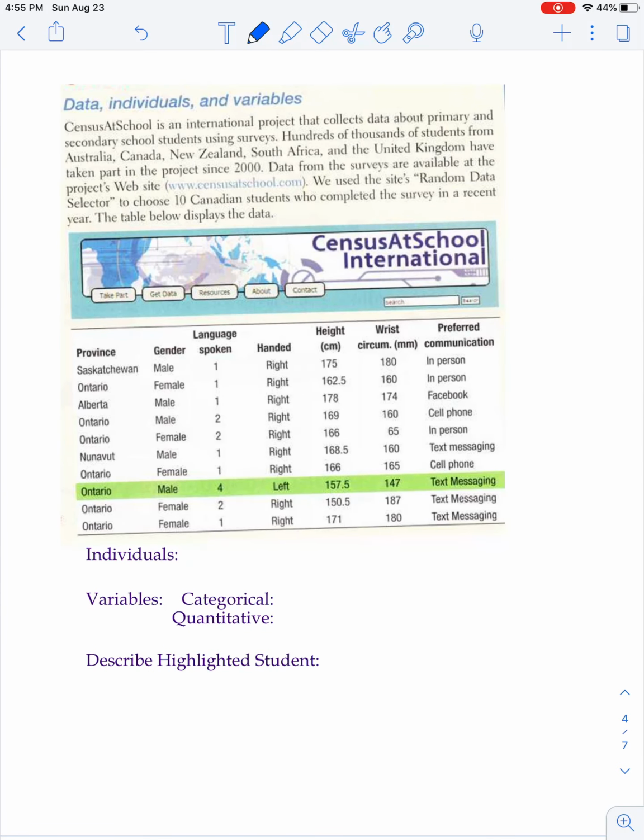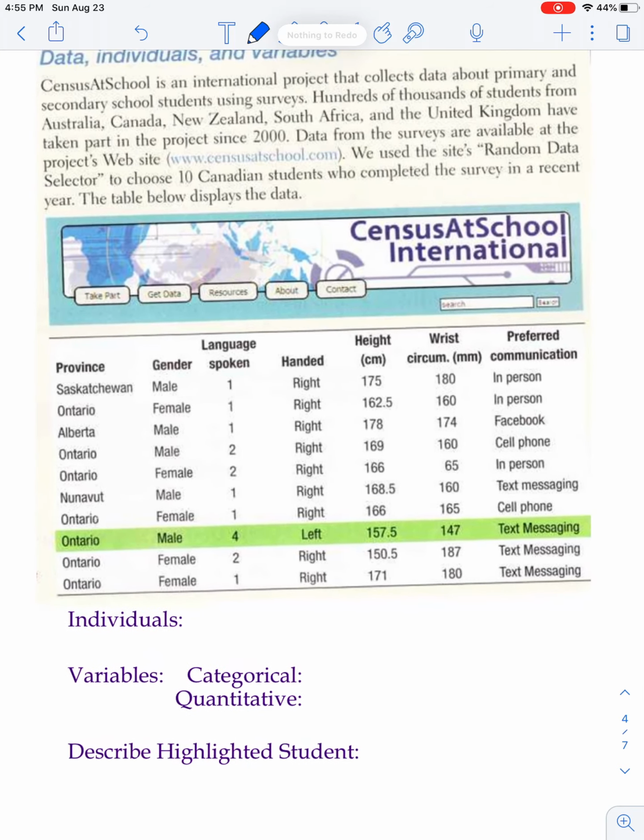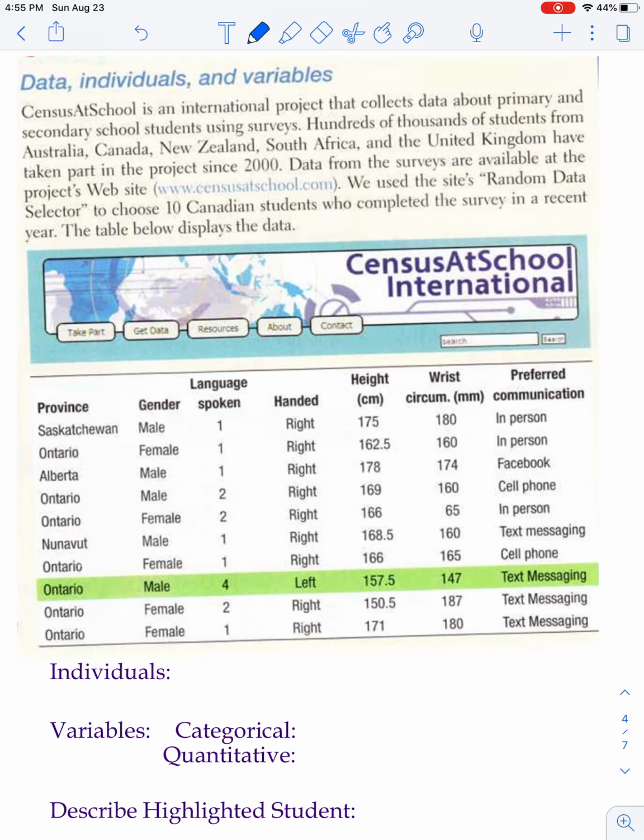Okay, so in looking at this, and it may be really small on your notes, so maybe looking at it on here will help you be able to read it. So it says Census at School is an international project that collects data about primary and secondary school students using surveys. Hundreds of thousands of students from Australia, Canada, New Zealand, South Africa, and the UK have taken part in the project since 2000. Data from the surveys are available at the project's website. We use the site's random data selector to choose 10 Canadian students who completed the survey in a recent year. The table below displays the data.